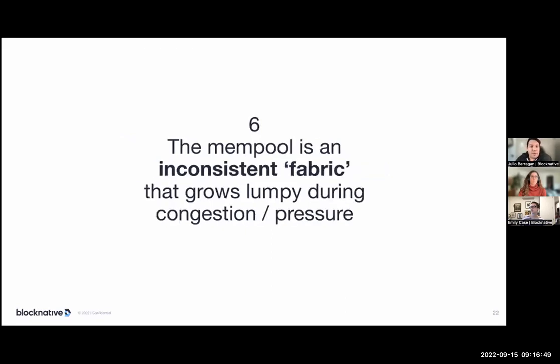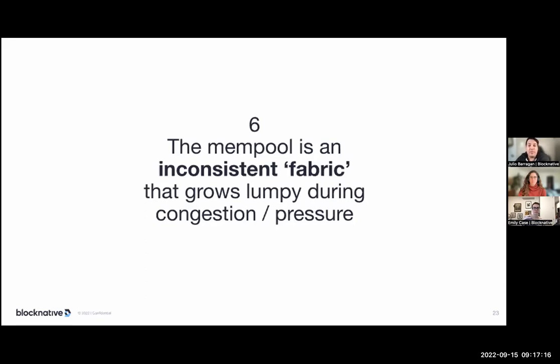Okay, number 6, we like to think about the mempool as this really inconsistent fabric that's lumpy, meaning you have areas of the mempool that have one view of the network and areas of the mempool that have a different view of the network, right? Very similar to what I just mentioned. Sometimes those views are geographically based. So you might have nodes that are in, let's say, Europe that have a different set of transactions than nodes in China. Maybe those transactions are a little different. Maybe those transactions are a lot different.